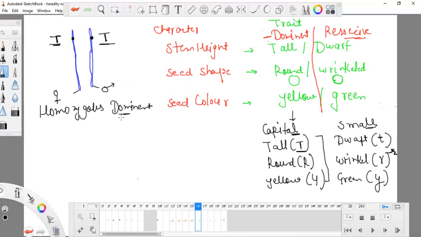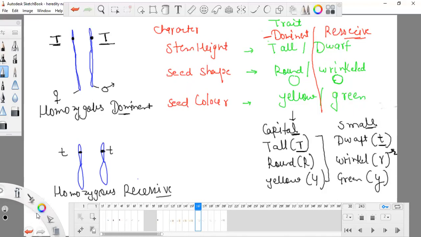Now if I go for the second case, this is a chromosome, one it is getting from its father and one it is getting from its mother. If it is having this type of t, then we will say this is homozygous recessive. Homozygous means both are the same, and it is recessive. You can see that it is recessive.